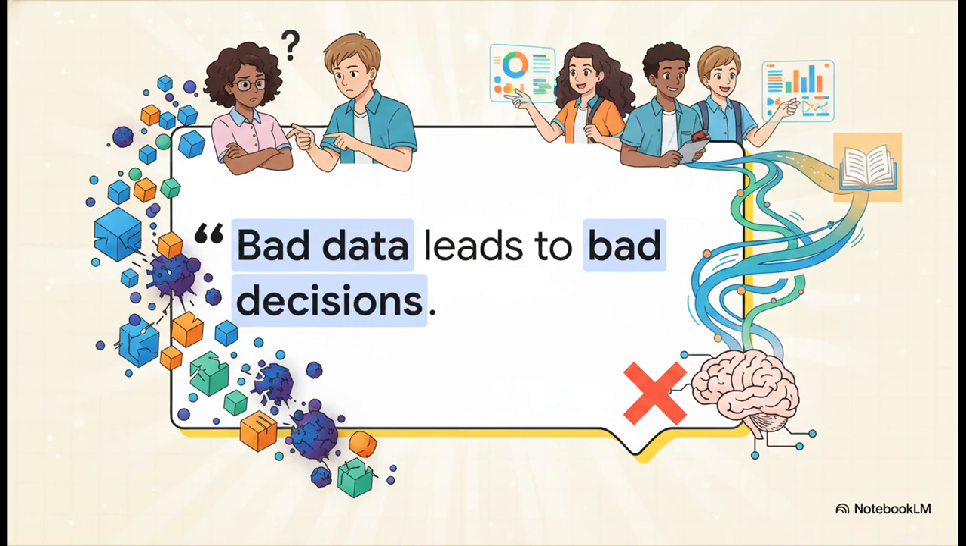Bad data leads to bad decisions. It's that simple. If your system has dirty, inconsistent data, it's going to incorrectly profile your learners and send them down the completely wrong paths. That causes immense frustration and ultimately platform abandonment. Quality control isn't just some boring IT chore. It is the literal lifeblood of personalization.